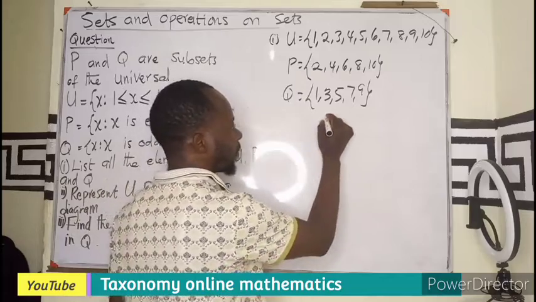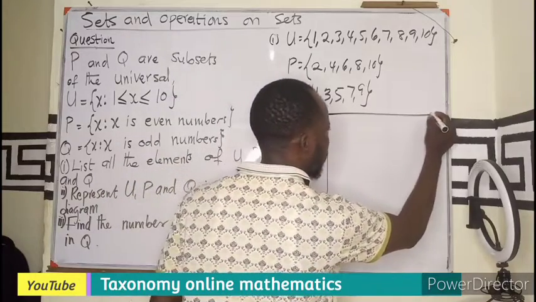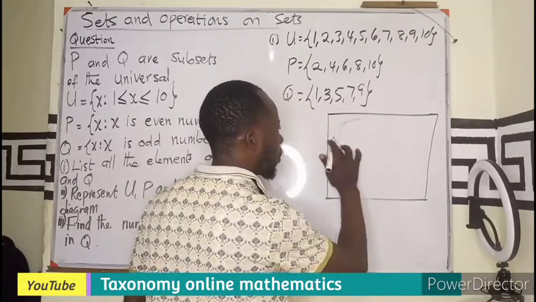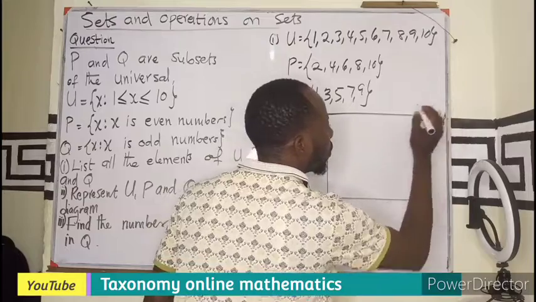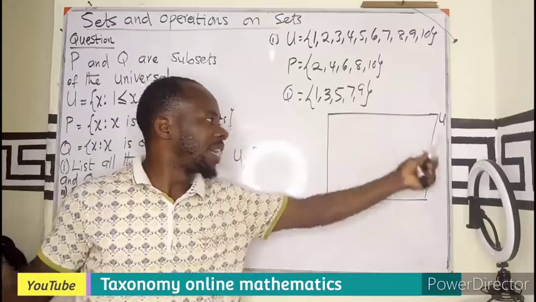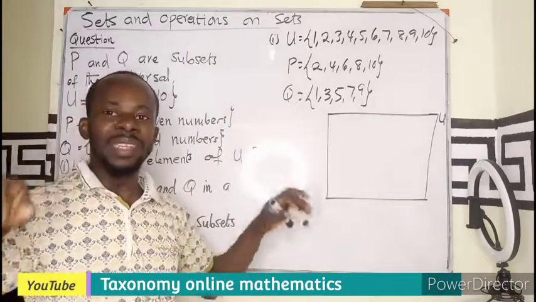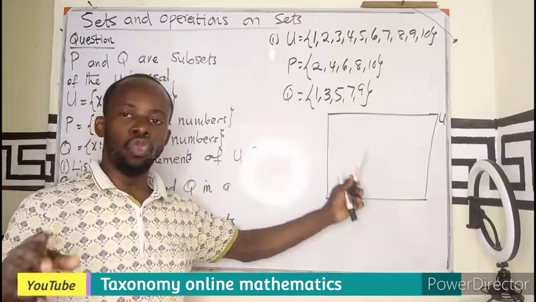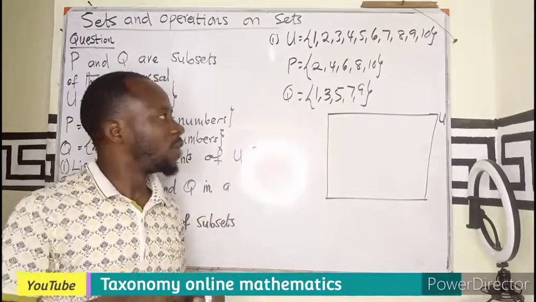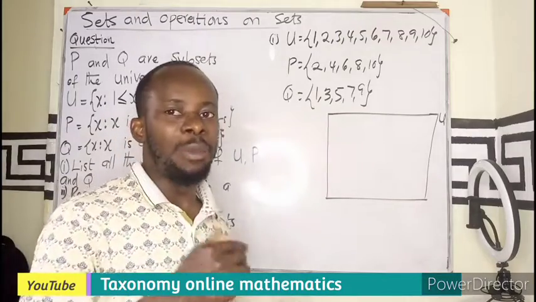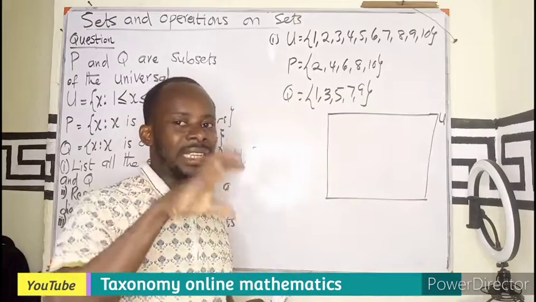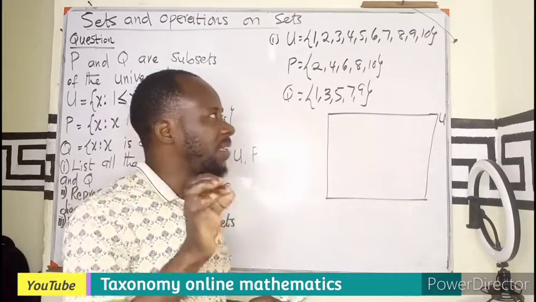So right away, before I indicate the subsets, the rectangle is used to represent the universal set. Then the two circles that will be drawn will represent our subsets. In the previous lesson, we said that before you draw your subsets, you must first indicate your intersection. Check whether they have an intersection. That is the most important one.